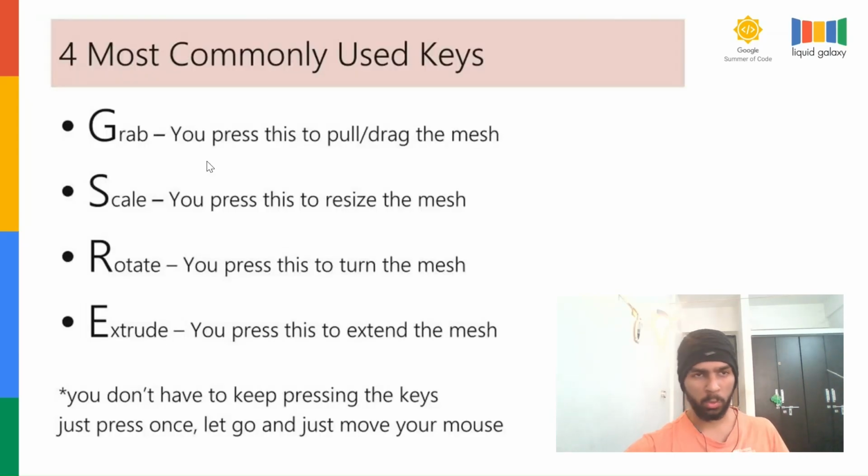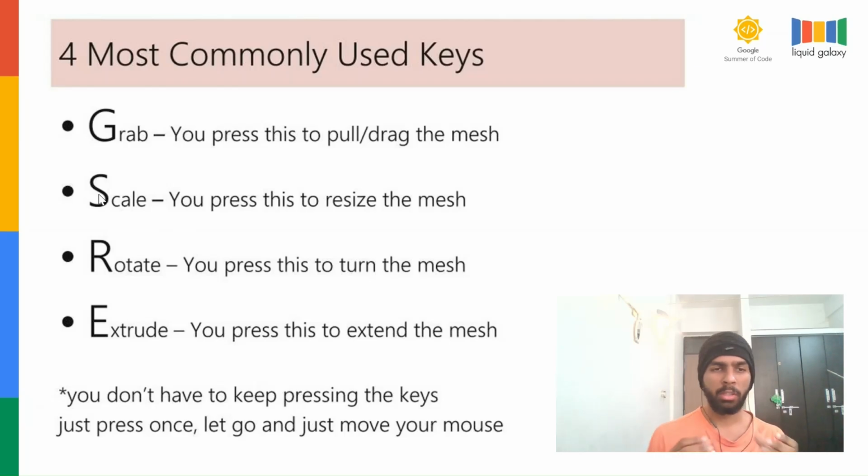Now, some commonly used keys in Blender. G is for grab. Say you want to move something, you select it and you press G and then move it. S is for scale. That is, you can increase the size or decrease the size pressing S. You can also press S along with axis X, Y, Z so that you can scale them in the particular axis. R is for rotate, obviously. E is for extrude. This is something new.